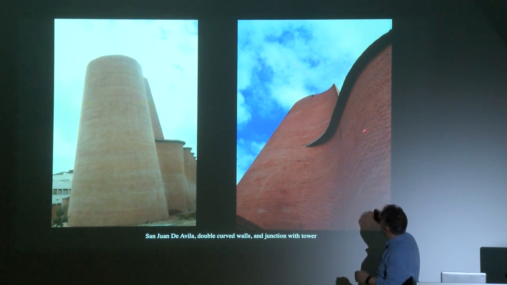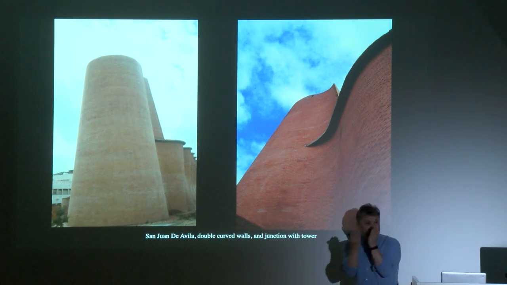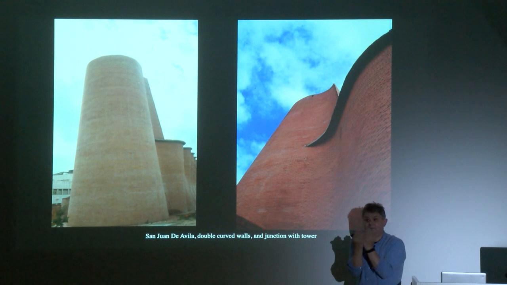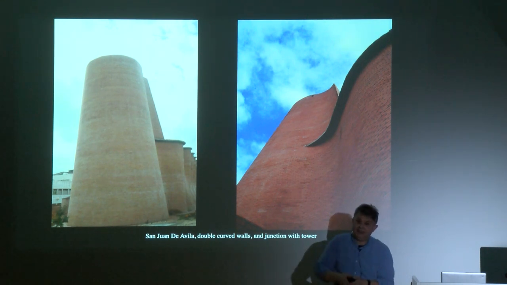So this is the undulated wall. This is the cone here. And there is a point where they share the same line, and that's where they meet. So it's carefully organized. And then the roof is also going like that. It's a Gaussian vault.